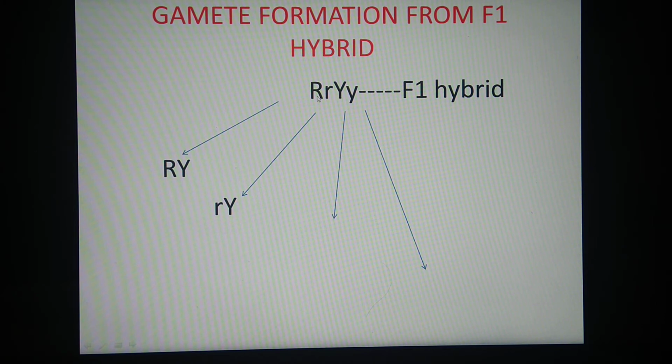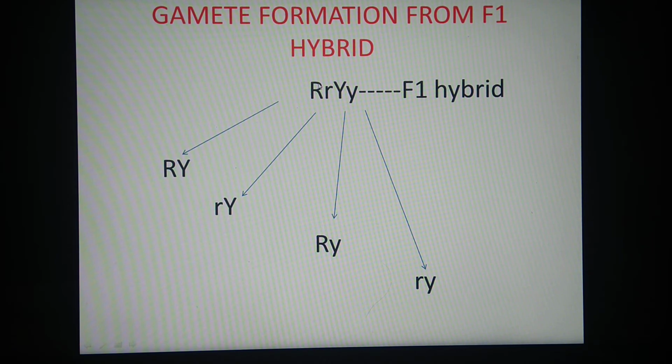So what have we seen? Capital R combined with this capital Y, and small r combined with this capital Y. Now we'll see the next form. This capital R combined with this small y, and the next one will be small r combined with this small y. That means this is a condition where both dominant genes are present.